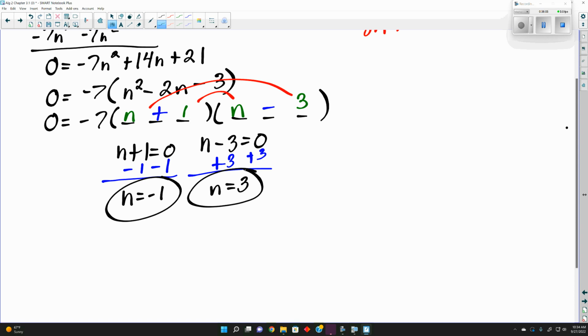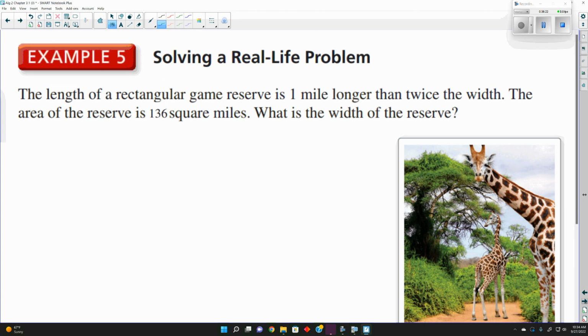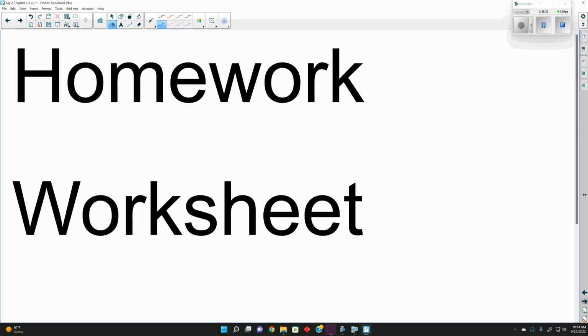Any questions on any of this here? And I believe that brings us to the end of this lesson. We have that. So your homework is a worksheet.